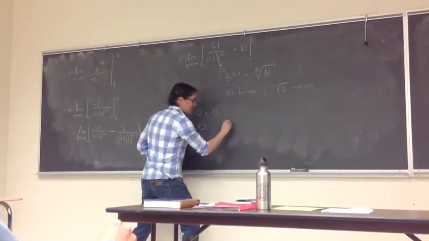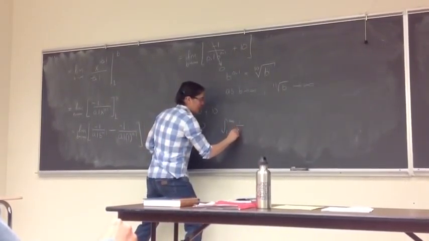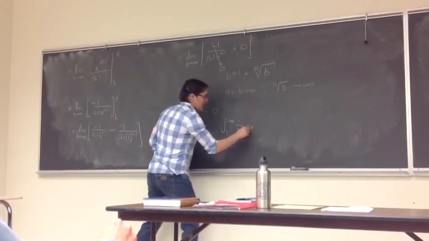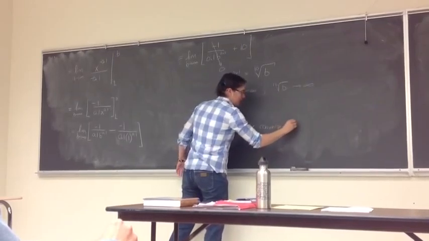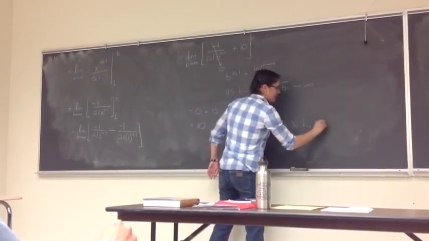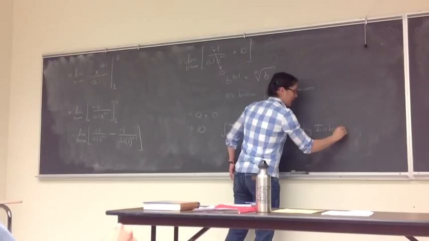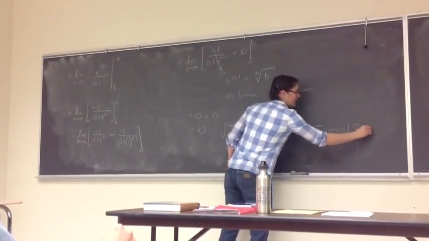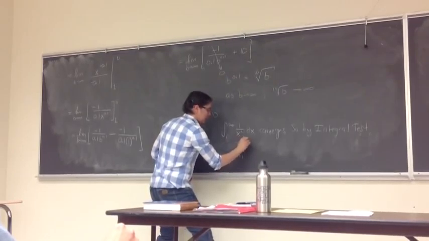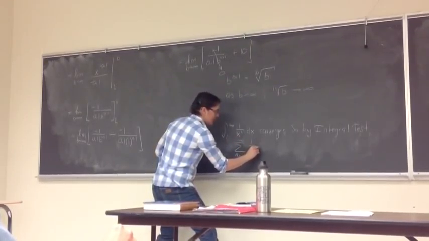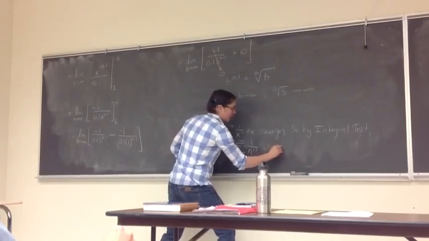So the integral from 1 to infinity of 1 over x raised to the 1.1 dx converges. So by the integral test, the sum where n goes from 1 up to infinity of 1 over n raised to the 1.1 also converges.